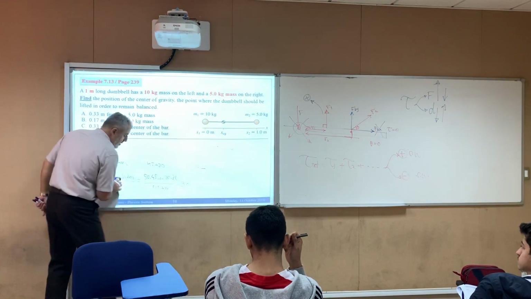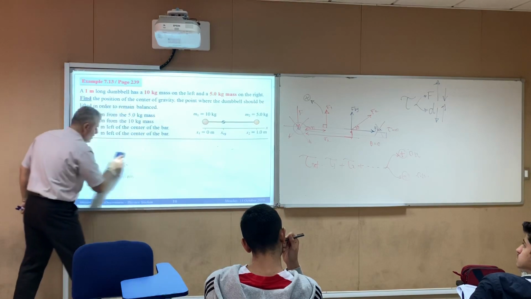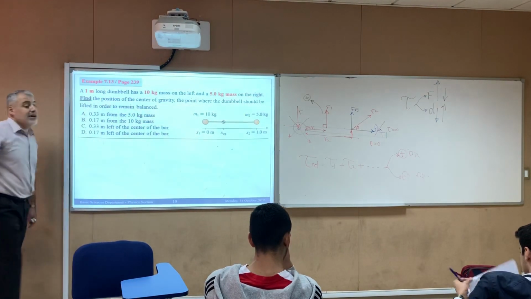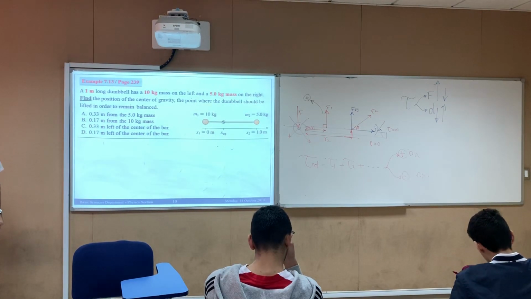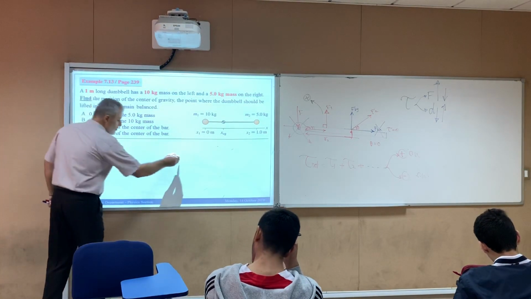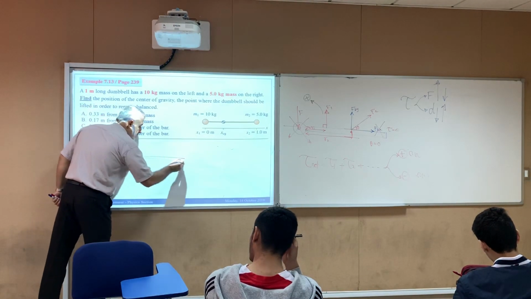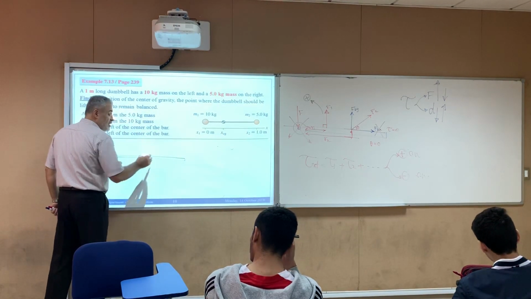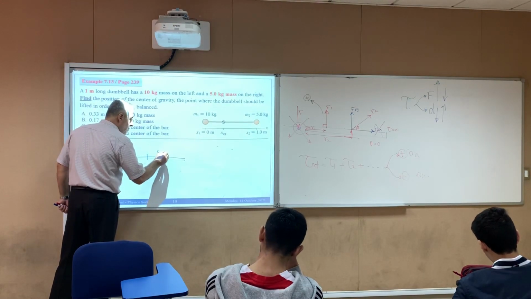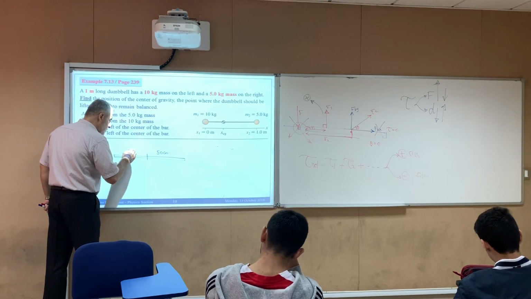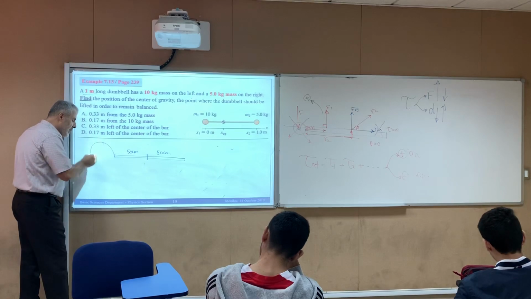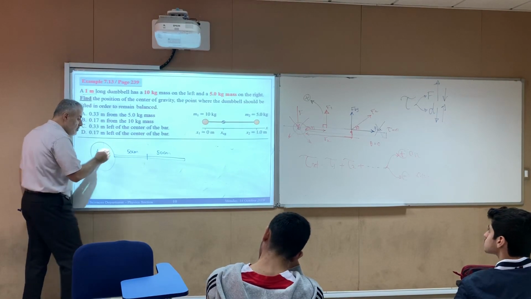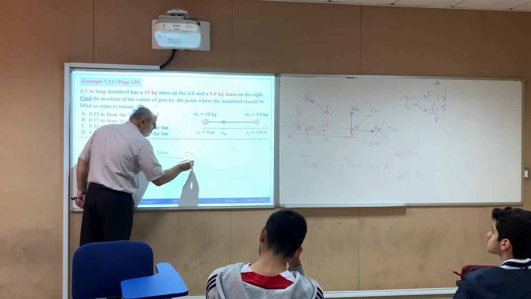Read the question and we will draw it for you now. Gentlemen, it's mentioned that a 1 meter long dumbbell has a 10 kilogram mass on the left and a 5 kilogram mass on the right. This is my dumbbell rod. Now, this is the center, because he mentioned this is 50 centimeter, and this is 50 centimeter. Now we keep 10 kilogram here, and on the other side, we keep 5 kilogram.